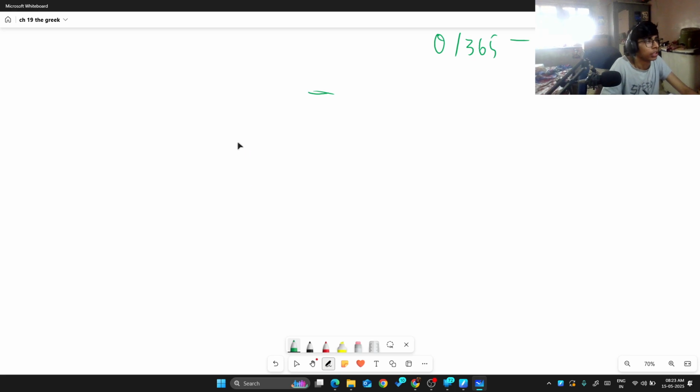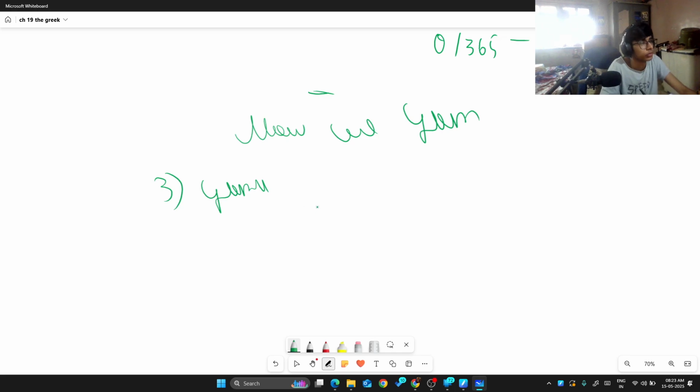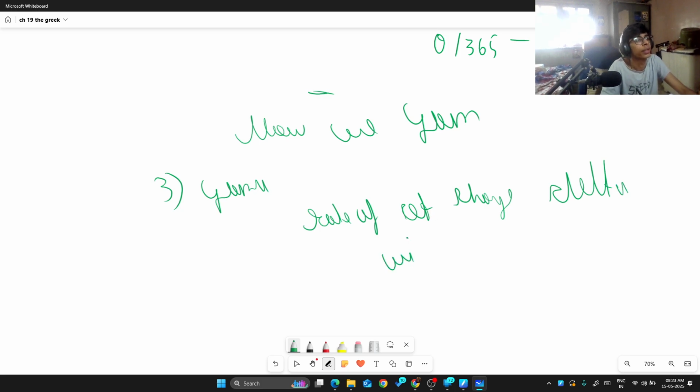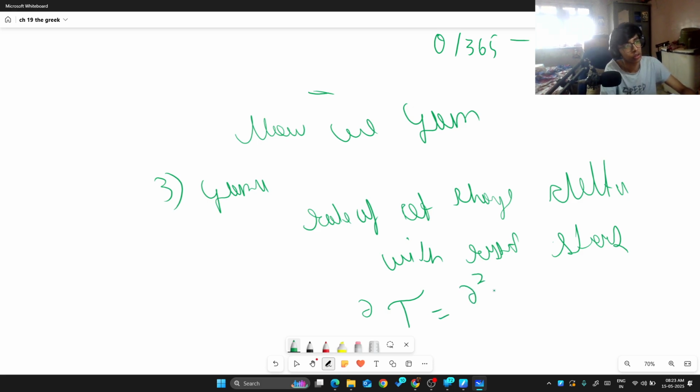Now we will see gamma, our third Greek. Gamma is the rate of change of delta with respect to asset price, stock price. And in a simple way, it is the second order derivative of the portfolio. Gamma equals rho, the second order derivative of the portfolio with respect to stock price. Just how simple it is.